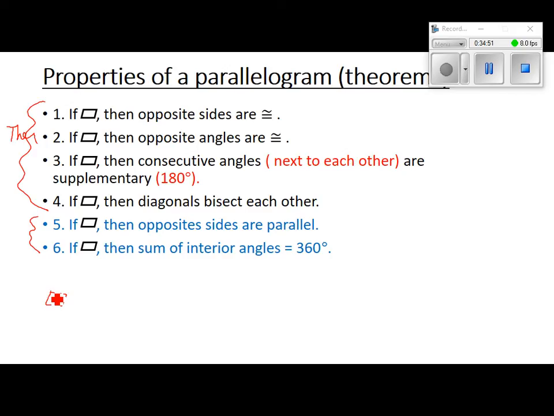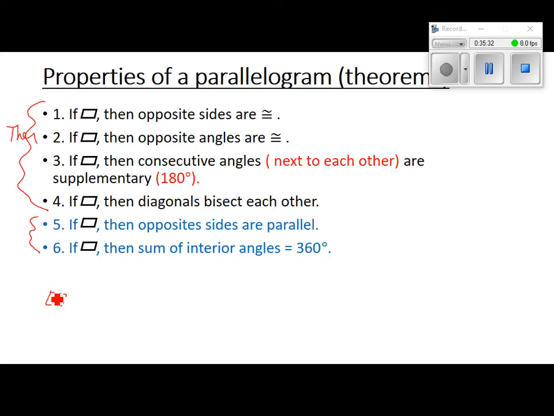Right, on a parallelogram. This is our parallelogram. What can you tell me about these two sides? They're congruent. What else? They're parallel. What can you tell me about this angle and this angle? They're congruent. That's what this second one says. If this is a parallelogram, then the opposite angles have to be congruent, have to be equal.